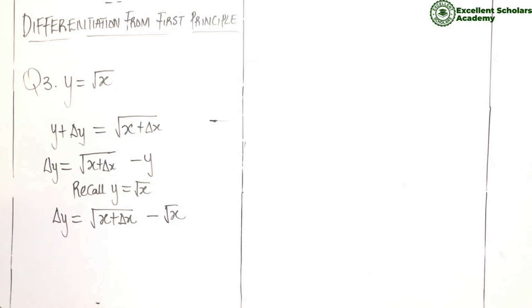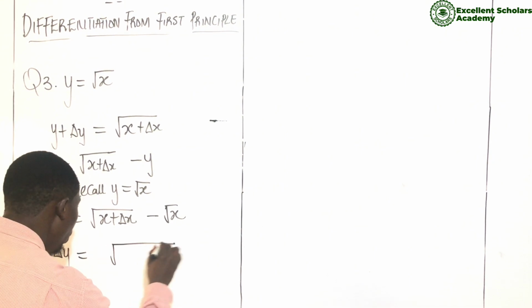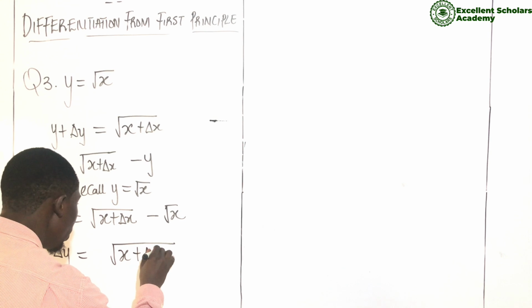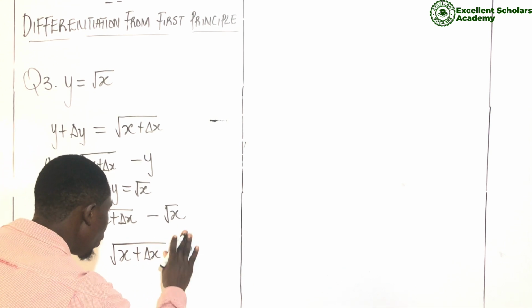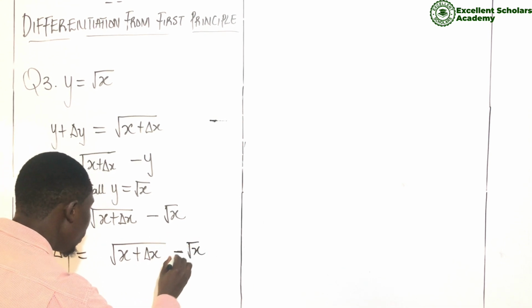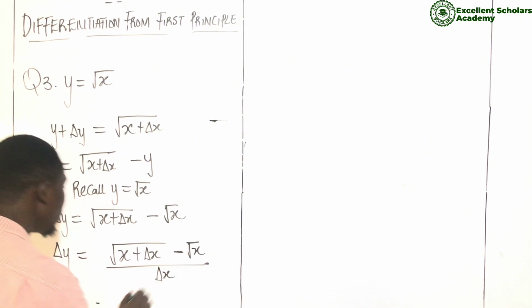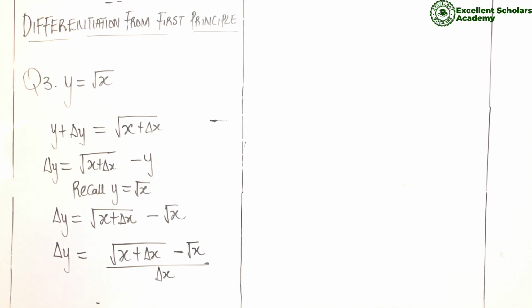Now, what are we going to do next? We're going to divide through by small increment in x. So it becomes change in y over change in x equals root x plus small increment in x minus root x, over small increment in x. Now, okay, we have this here. So, like I said, you divide through by small increment in x and then it becomes this. I can split this, but let's leave it like this.